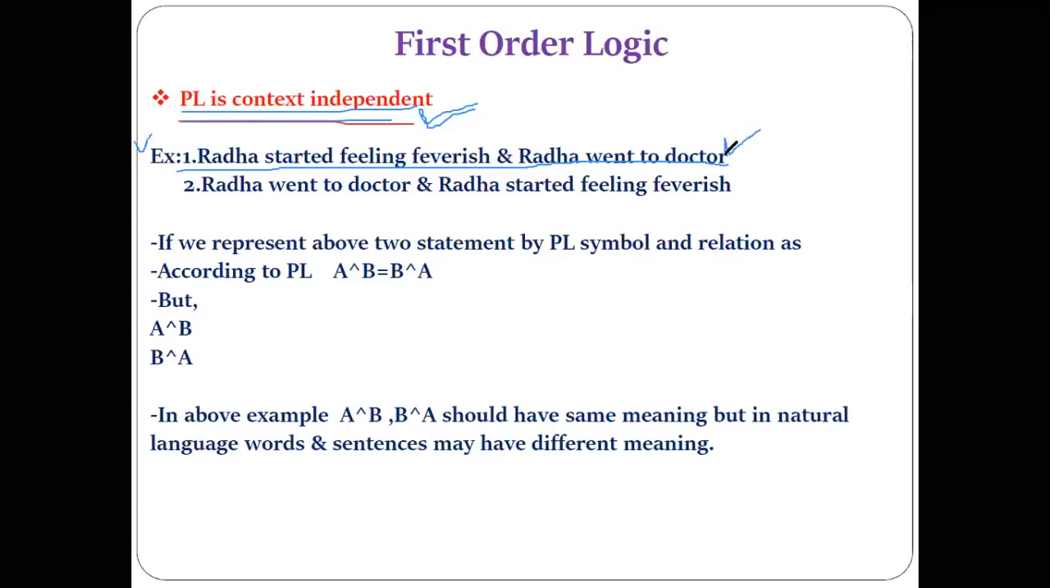What is the meaning of this sentence? Radha has a fever and she went to the doctor. She has a temperature and that's why she went to the doctor. Now if you assign proposition symbols to represent these statements, for example, I denote the first sentence by A and the second sentence by B, then I can represent this sentence like this: A and B, correct?